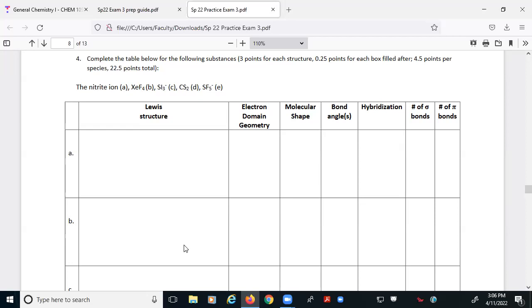Oh, yeah, and I realized now I messed that up on the key. So I'll add that one after the fact. So for the nitrite ion, this would be NO2 -1. So 5 for the nitrogen, 6 for each oxygen, and an extra 1 gives us 18.